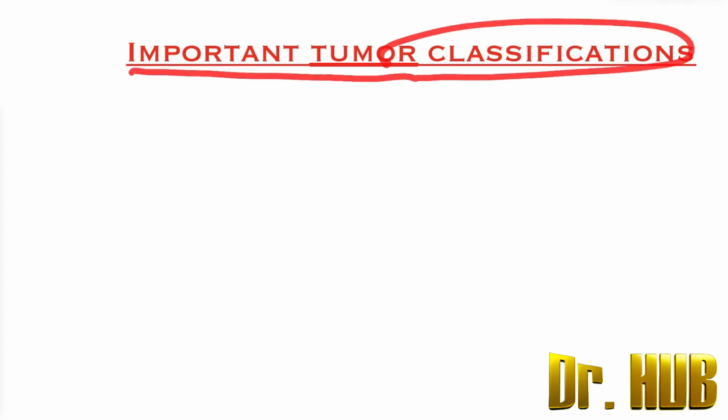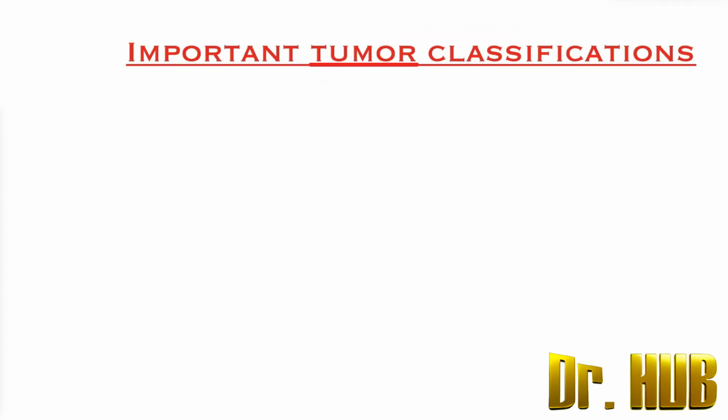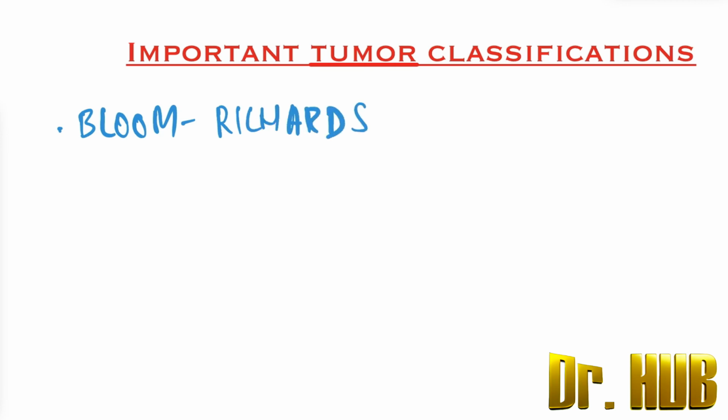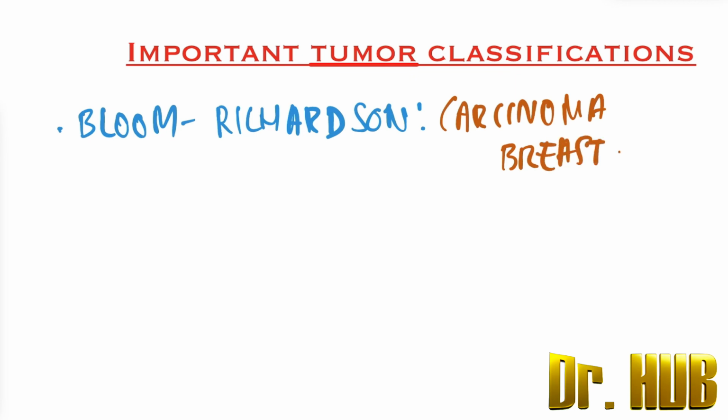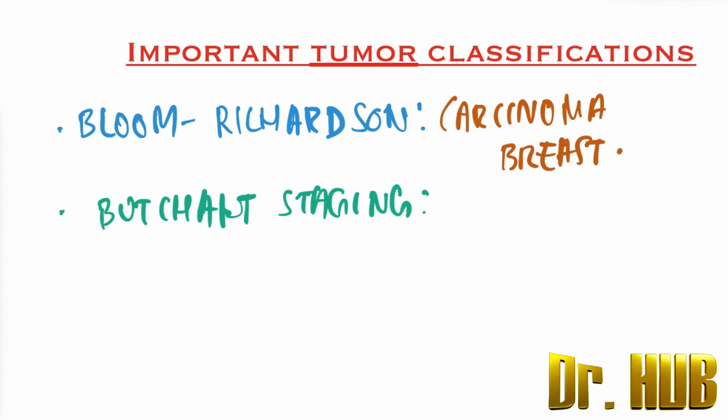Important tumor staging and classification systems. First, we are looking at the Bloom-Richardson grading, which is for carcinoma of the breast. Next is the Butchart staging. Butchart staging is for mesothelioma.